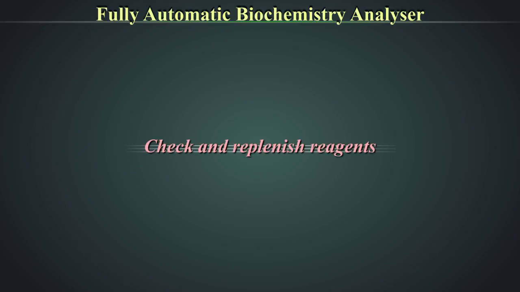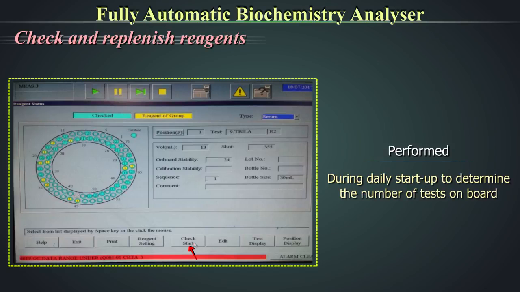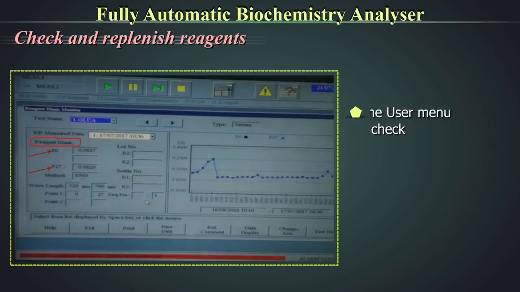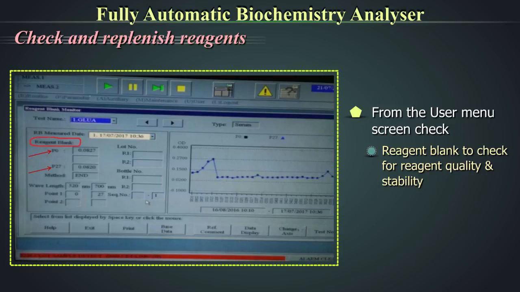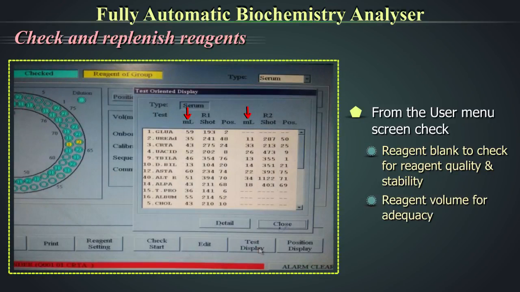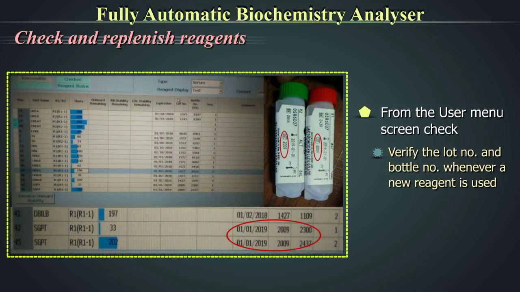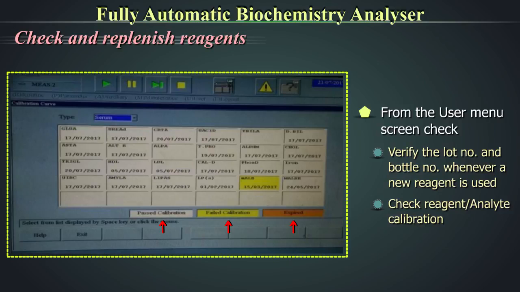Check and replenish reagents. A reagent check should be performed during a daily startup to determine the number of tests on board and to update the status of the reagents. From the user menu screen, check for reagent blank to check for reagent quality and stability, reagent volume for adequacy, so the processing of sample is not interrupted in the middle of the day, and date of expiry of the reagents. Verify the lot number and bottle number whenever a new reagent is added. Check for reagent calibration. This is explained later in detail.